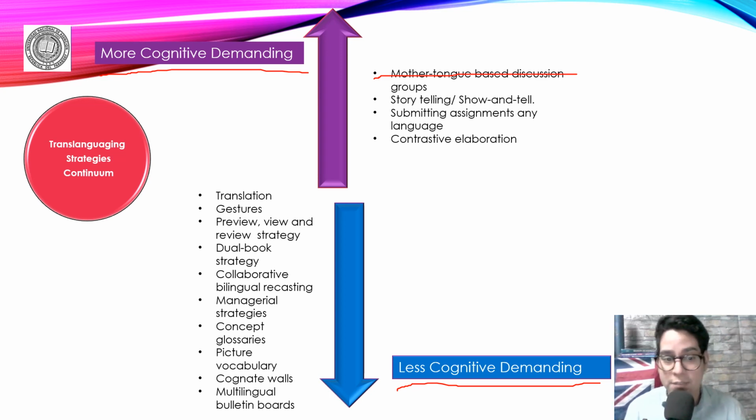On the less cognitively demanding side, we have, for example, translation, which for a long time has been regarded as a very negative strategy in the learning of an additional language. But according to the studies that I've analyzed, it has actually proven to be a very effective strategy, especially with beginner students, with students who still don't have a command of the additional language. And also, it was used to explain grammar concepts and vocabulary, for example.